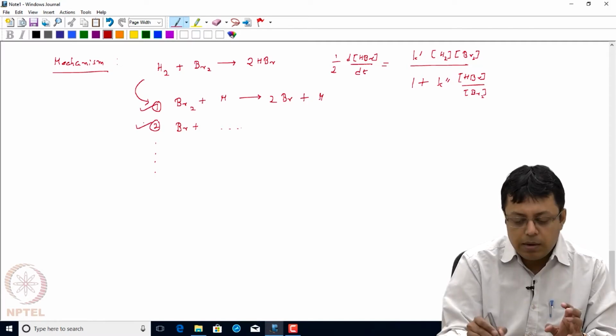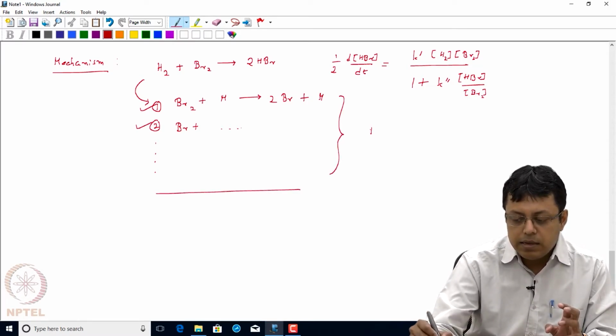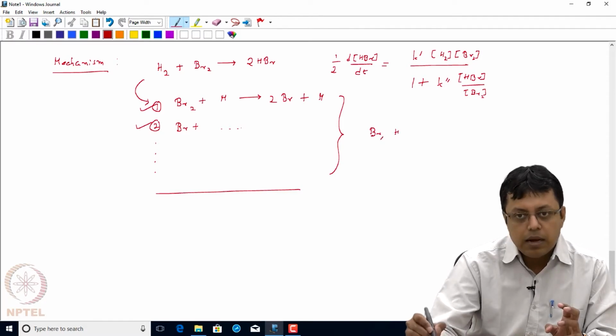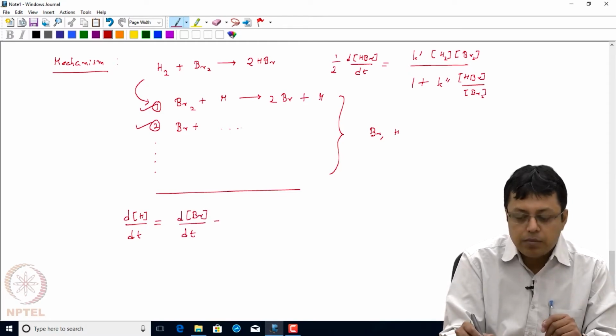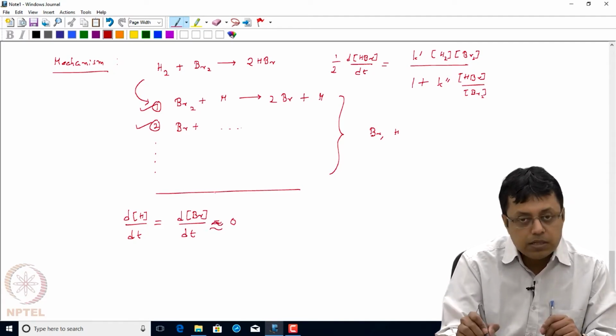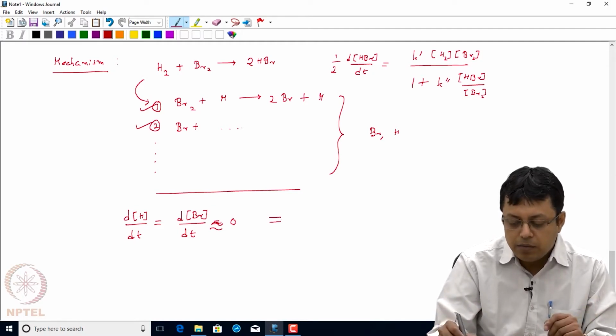So what we do ultimately is find out what the intermediates are, and in this case the intermediates are radical intermediates, which are bromine and hydrogen atoms. And we apply the steady state condition for each of these intermediates, the bromine and the hydrogen atom, and we say that their rate of change will be 0. We figure out from all these equations what the kinetic equations are, and from that we figure out the concentration of H and the concentration of bromine.